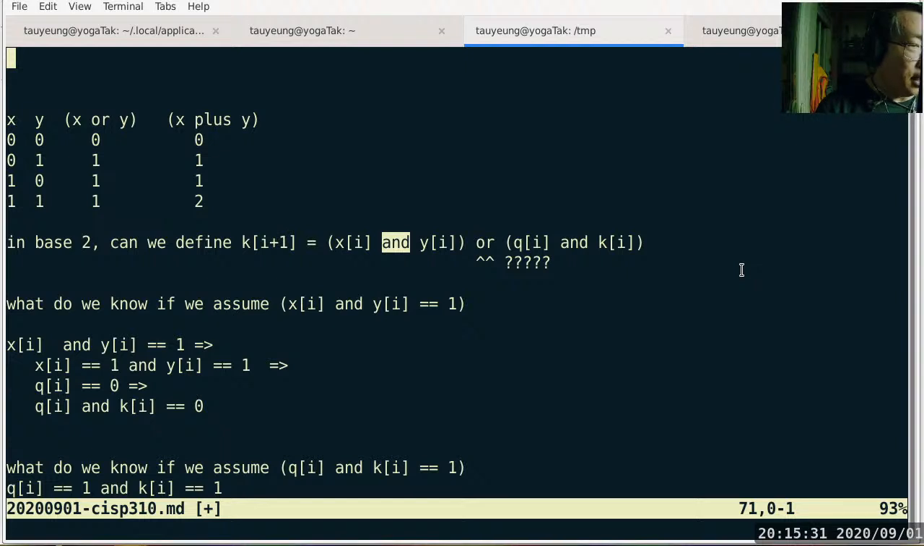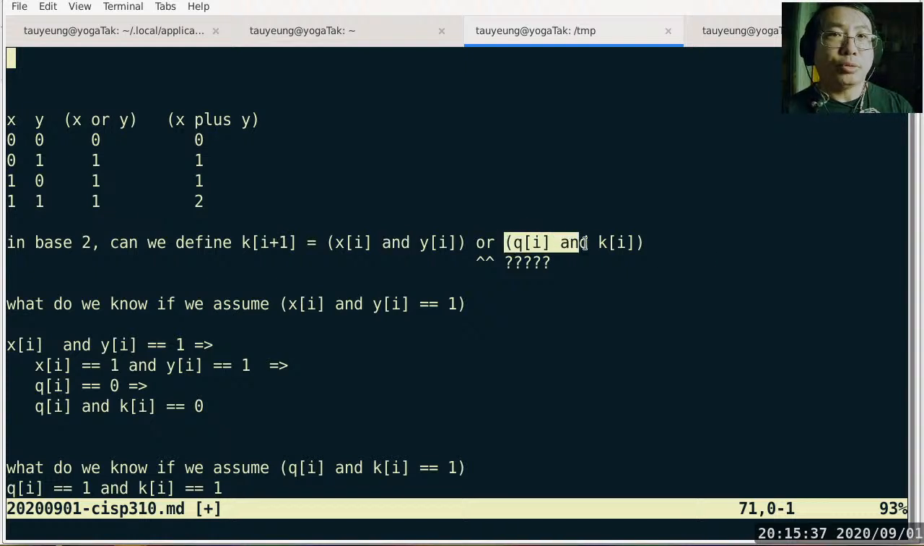So the right side is never true? Nope, the right side can be true. It's just that if this side is true, then we know the other side has to be false.